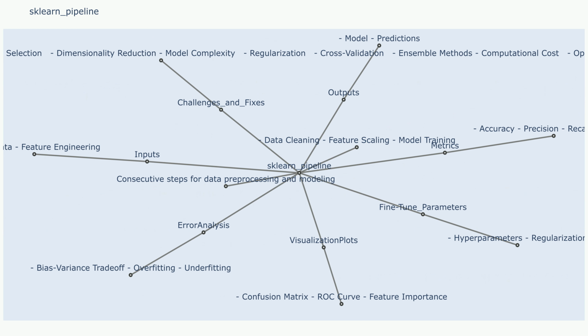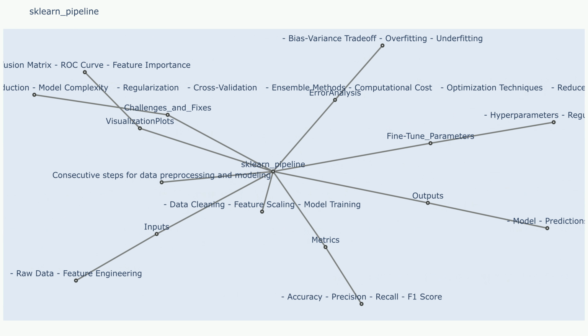Precision recall curve shows the relationship between precision and recall at various classification thresholds. Useful for situations where class imbalance exists. Feature importance depicts the relative importance of different features in the model's predictions. This helps understand which variables contribute most to the model's output.